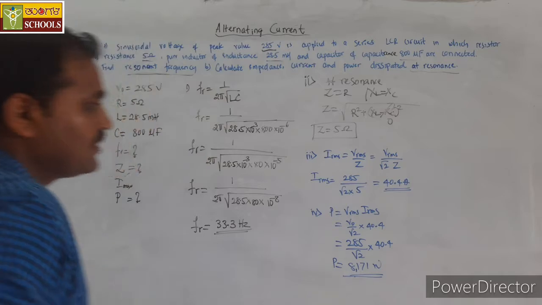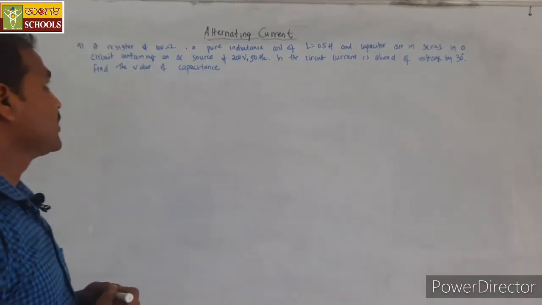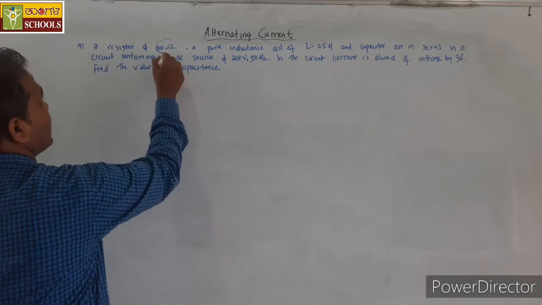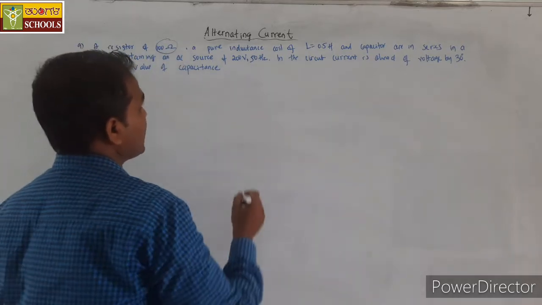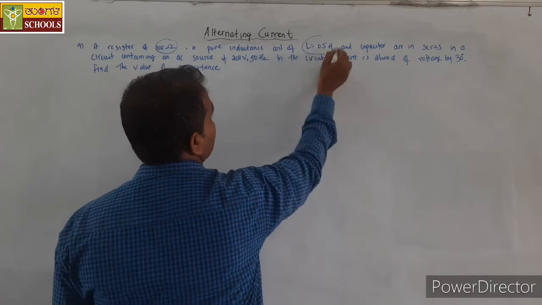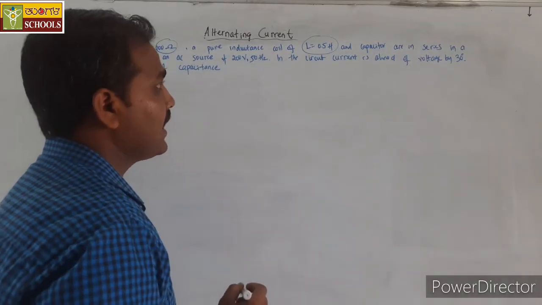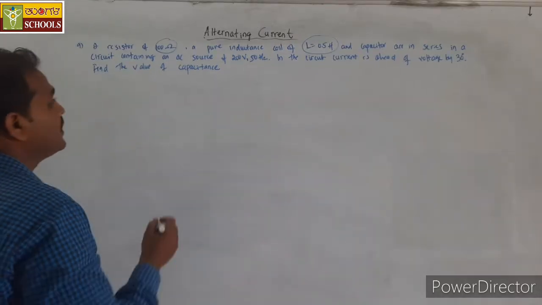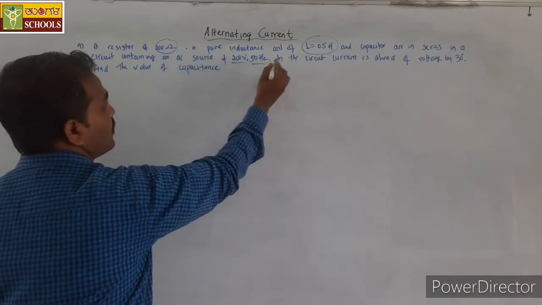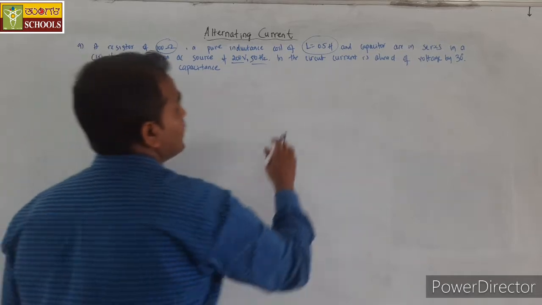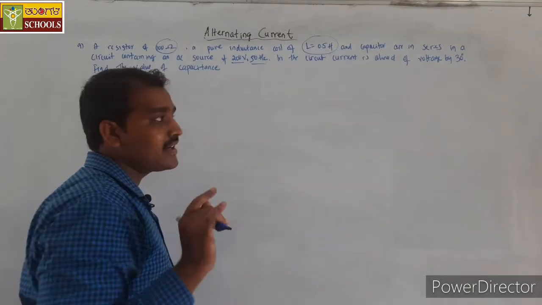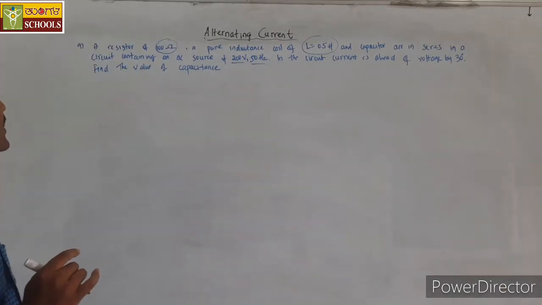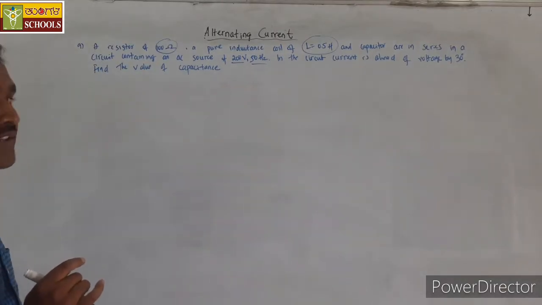Next we have an interesting problem here. Consider a resistor of 100 ohm resistance, a pure inductance coil of inductance 0.5 Henry and a capacitor in series in a circuit containing an AC source of 200 volt, 50 Hertz. In the circuit, current is ahead of the voltage by 30 degrees. And they have asked to find the value of capacitance.